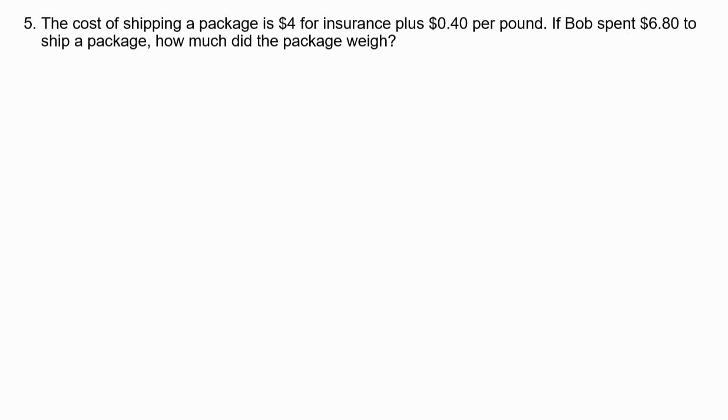In problem 5, the cost of shipping a package is $4 for insurance plus 40 cents per pound. If Bob spent $6.80 to ship a package, how much did the package weigh? So the cost of shipping the package was $4 plus 40 cents per pound, so 40 cents times however many pounds there are, and that total was $6.80.